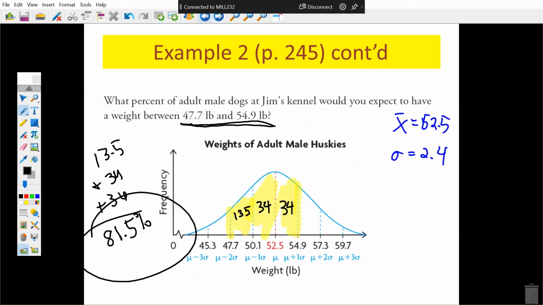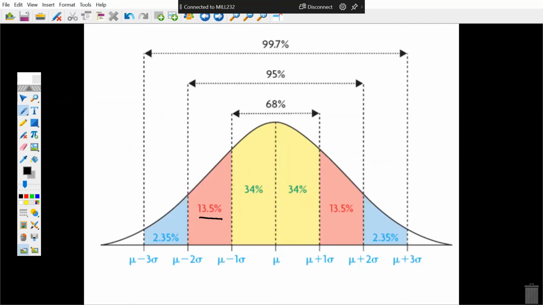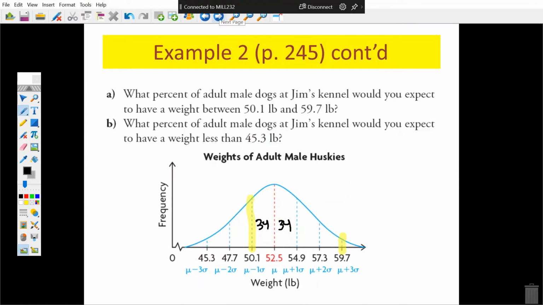So I go back to my table. They're 13.5 and 2.35. 13.5, 2.35. So those are the percentages of the dogs that fall between 50.1 and 59.7. So I just add those up. 34 plus 34 plus 13.5 plus 2.35. The answer to A is 83.85%. Okay.